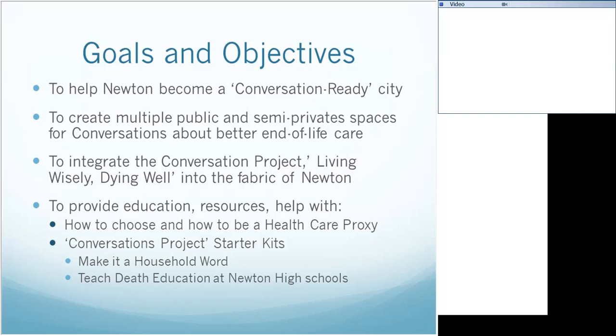One of them includes a hospice and palliative care panel, with both the medical director of the hospice and the director of the palliative care service at Newton Wellesley Hospital. Newton Wellesley is supporting this. They are sponsoring us and promoting us in this. And I call it one of the best kept secrets in Newton. Most people don't know that there's a palliative care program there.